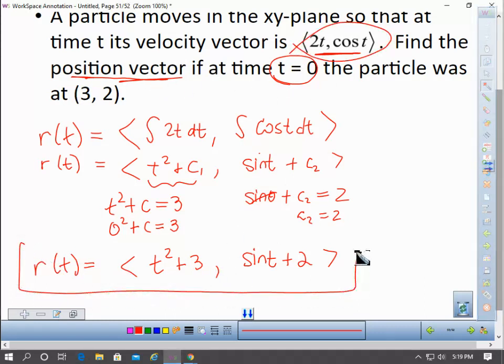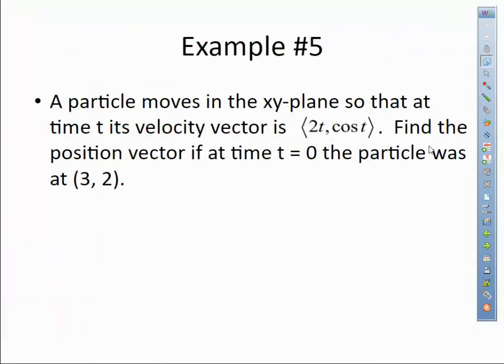So this is the correct answer for the position vector. All we had to do was integrate each piece and use the t equals 0. This is the position. So this is the first coordinate. This is the second coordinate. You just have to make them match up with the coordinates, the components within the vector. That's all it is. Easy, easy, easy.